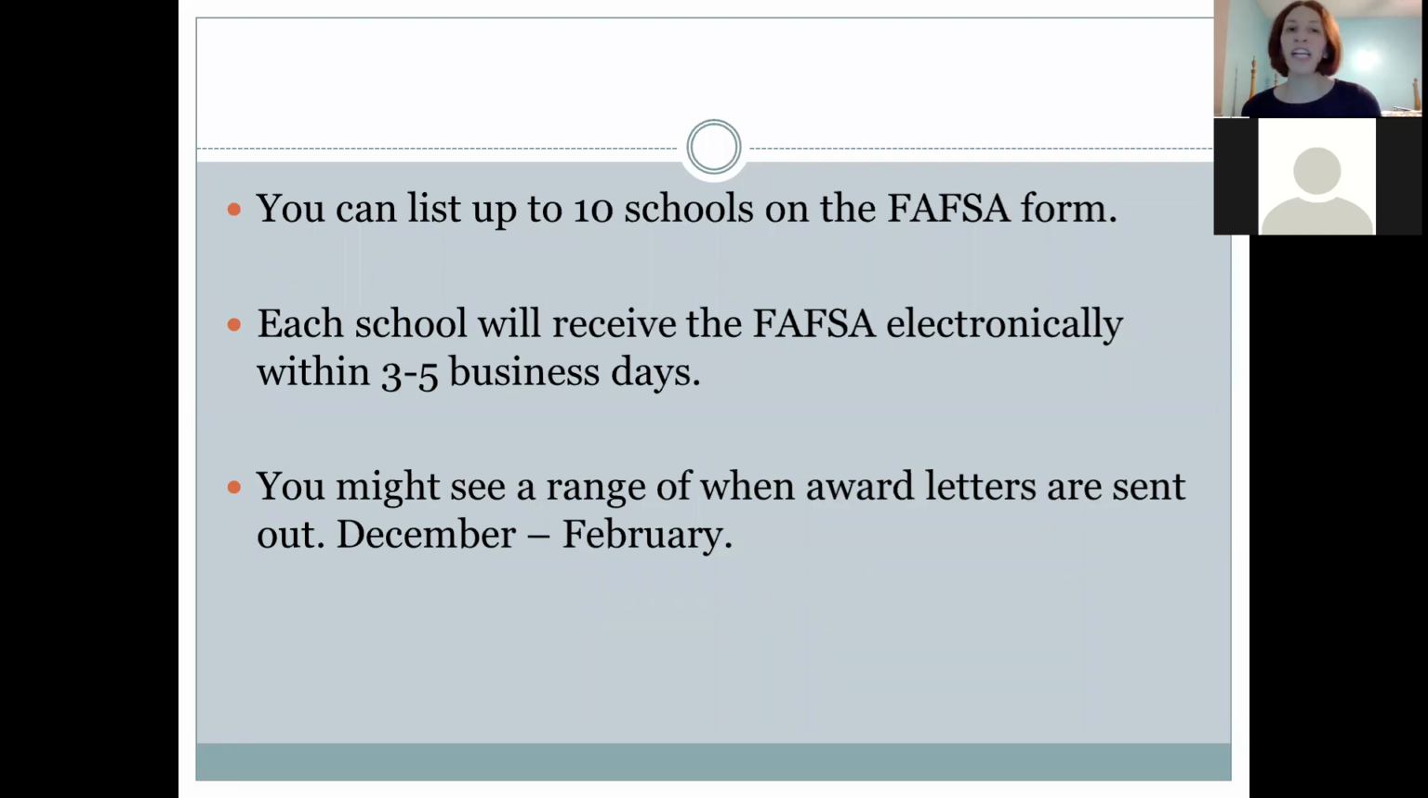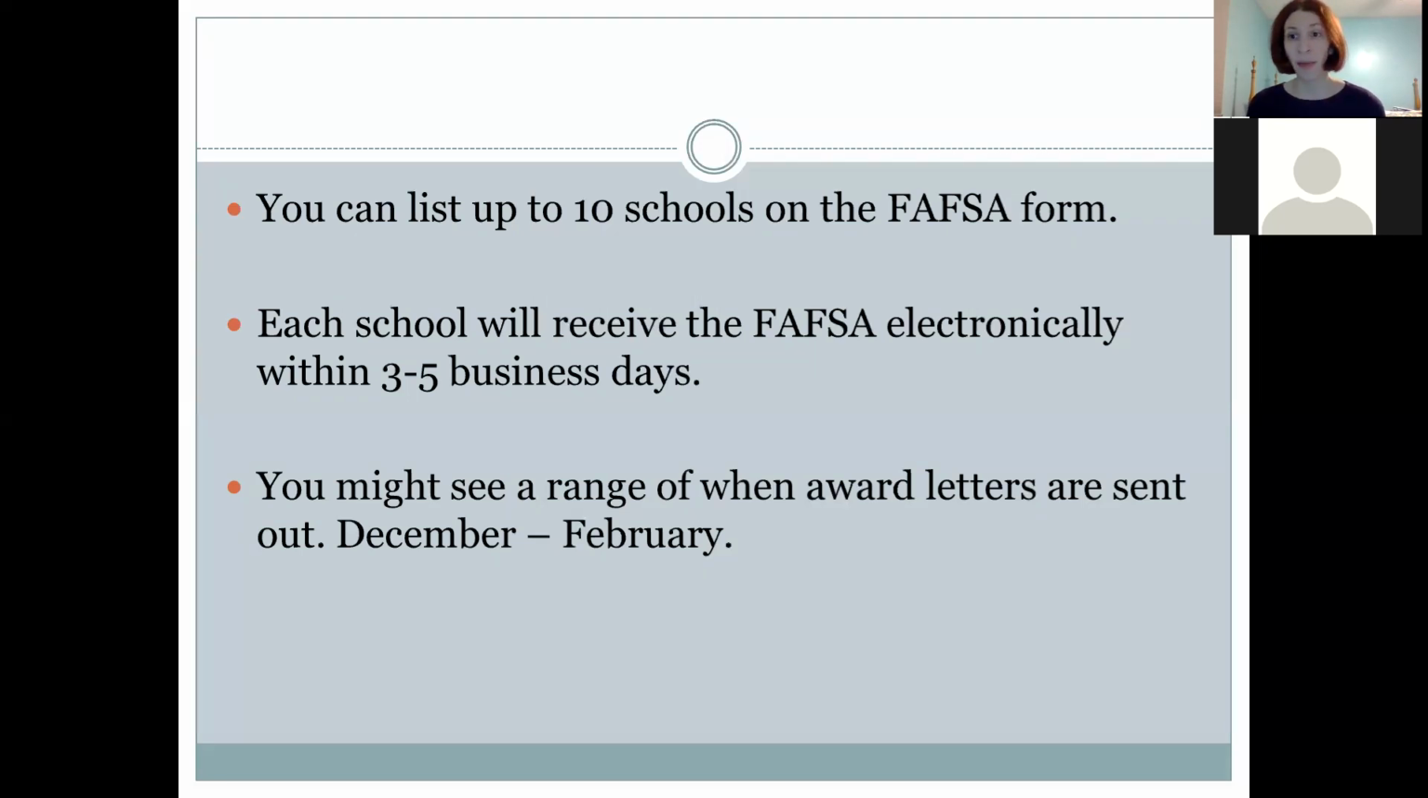And you'll actually see a range of when you're going to receive your financial aid award letters, your financial aid packages. It could be as early as, honestly, November for some schools if they're processing that quickly, December, February, all the way through March and April, depending upon the school. Sometimes state schools wait until all their applications are in before they start sending financial aid packages out. It just depends.